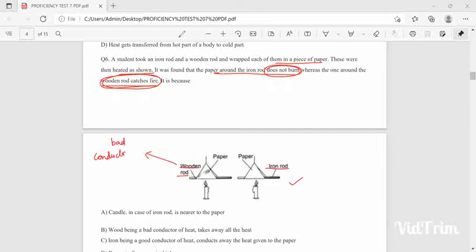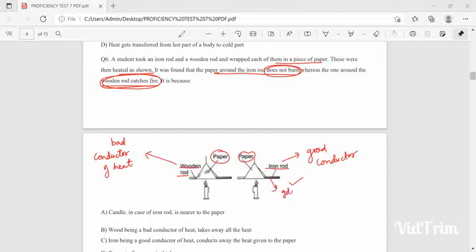Now, when paper wrapped around an iron rod is heated, its heat energy is readily trapped by the iron rod. The heat supplied to the paper is conducted to the iron rod. As a result, the iron rod starts heating up and the paper will not burn, because whatever heat is supplied to the paper is being transmitted to the iron rod. So the paper is not going to burn.